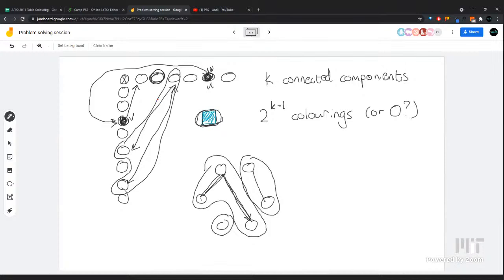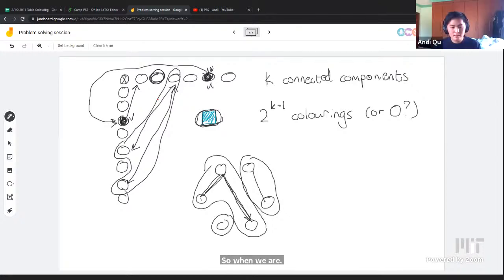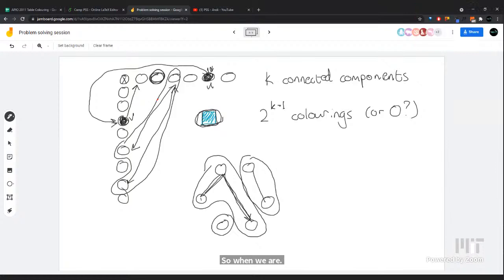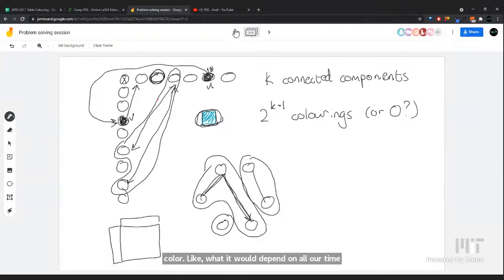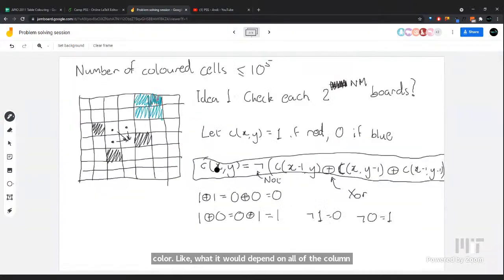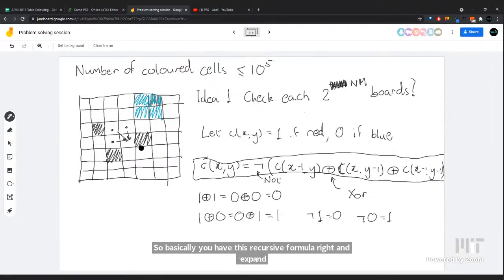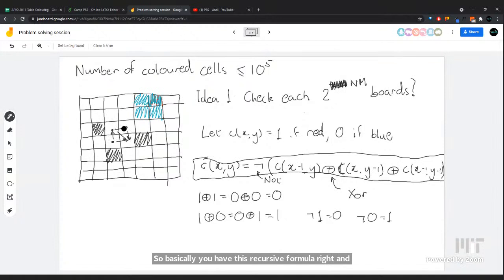Okay, so I have a doubt. When we are telling that somewhere in the middle there are some blocks whose color is given, how can you say that it only depends on its corresponding first column and first row cell color? Wouldn't it depend on all above, all to the left? No. So basically you have this recursive formula, right? And if you expand it, then you'll see that things cancel out with each other.